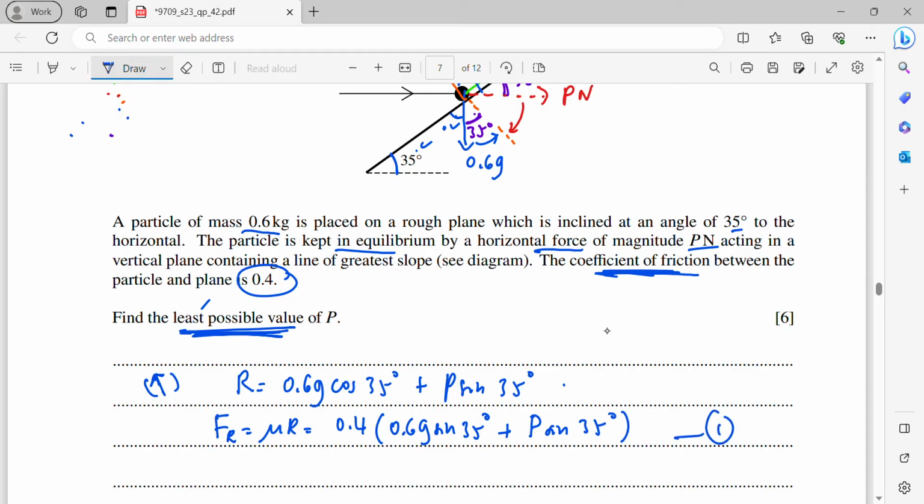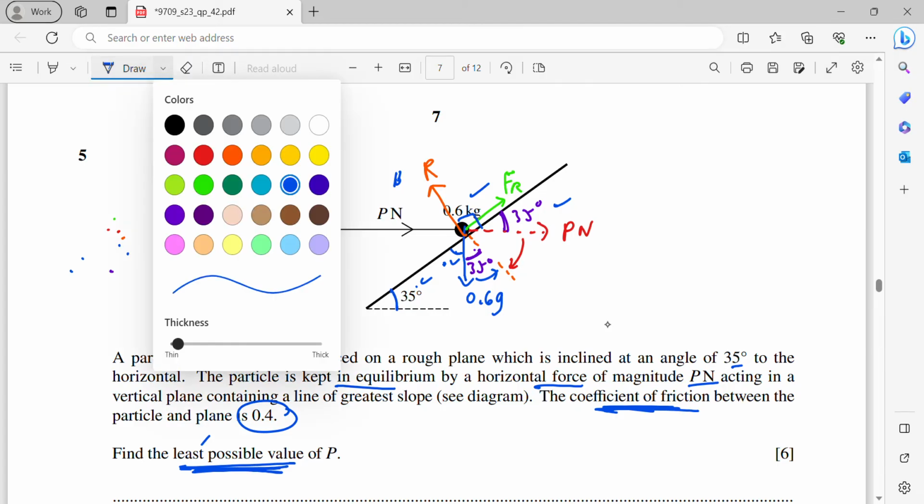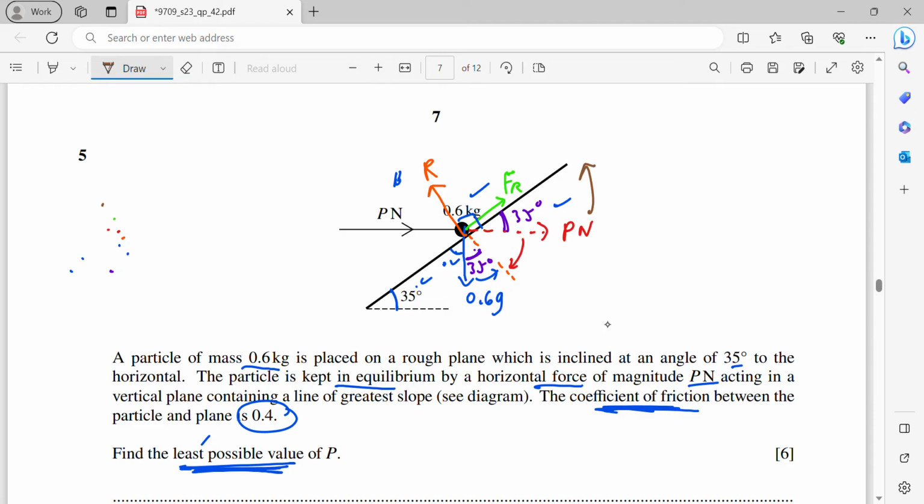I don't want to solve first. Now, next is I resolve the forces along the plane. So when I resolve the forces along the plane, now I will have this moving up together with the Fr, equals to this moving up. So now I will get P cos 35 because I resolve the P along the plane using 35 degrees. Once it reaches here, I have another Fr. So I just add up both of them.